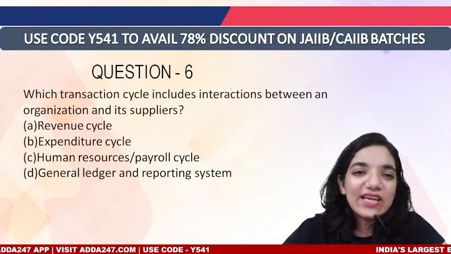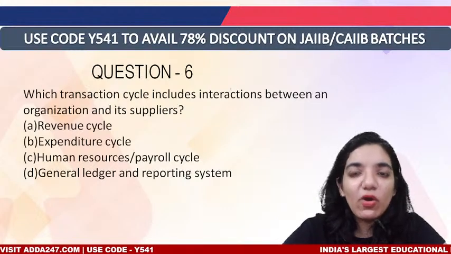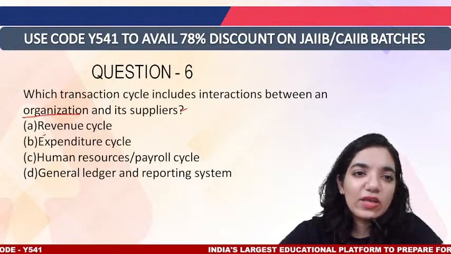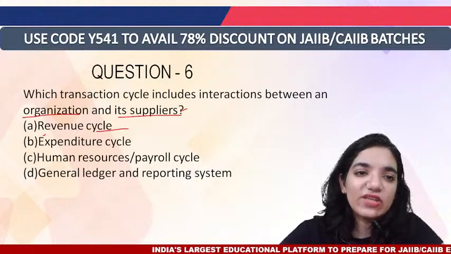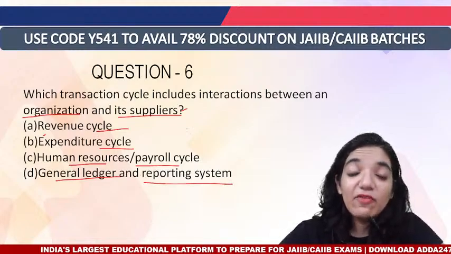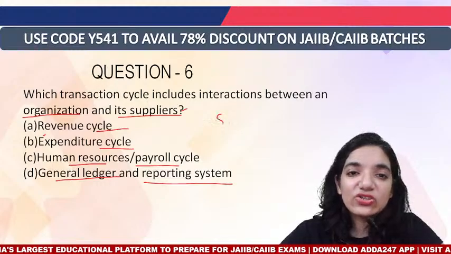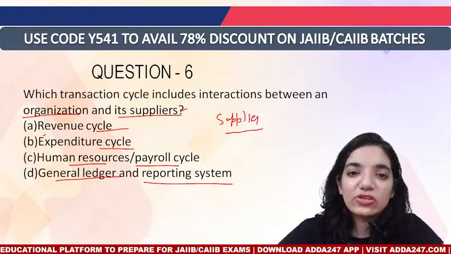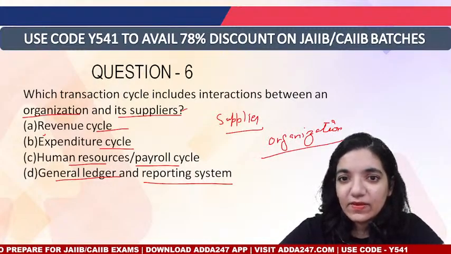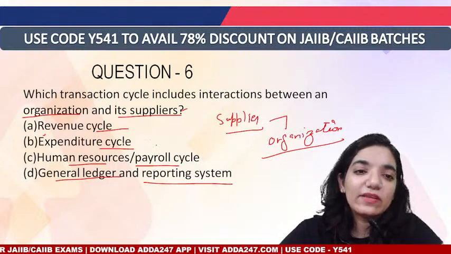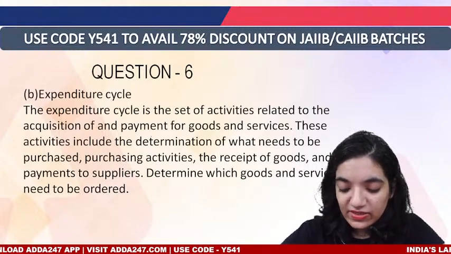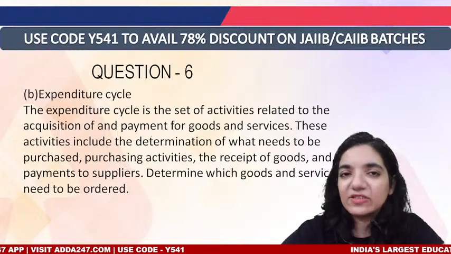Now, which transaction cycle includes interactions between an organization and its suppliers? Is it the revenue cycle, expenditure cycle, human resource or payroll cycle, or general ledger and reporting system? When we talk about the transaction cycle, the transaction between the supplier and the organization is linked with expenditure, because we purchase goods from them and then we make the payment for the same. So technically it would be the expenditure cycle.